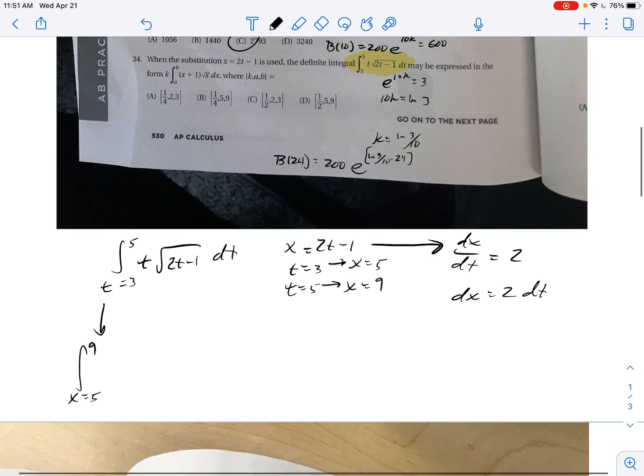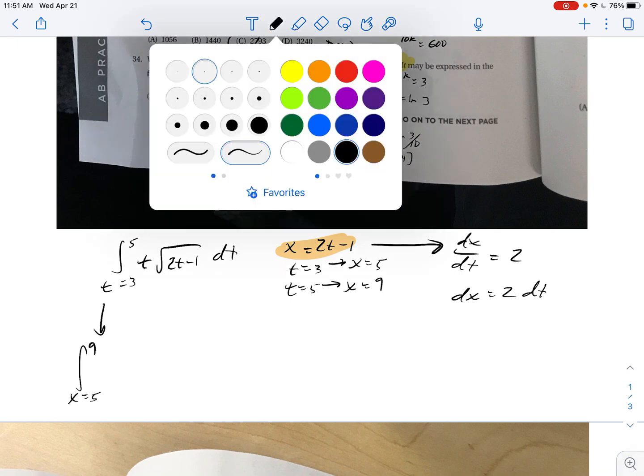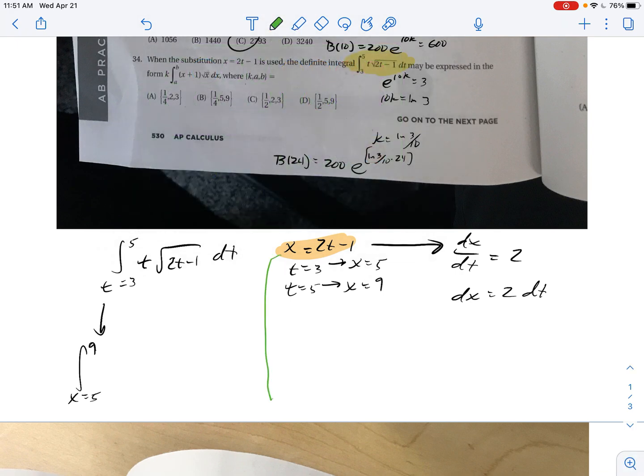What is t? So this is a tricky kind of substitution that I think shows up rather rarely on the AP. x plus 1 is the same as 2t. So t can be written as x plus 1 over 2. So we have x plus 1 over 2 times the square root of x. And then dt is 1/2 of dx.